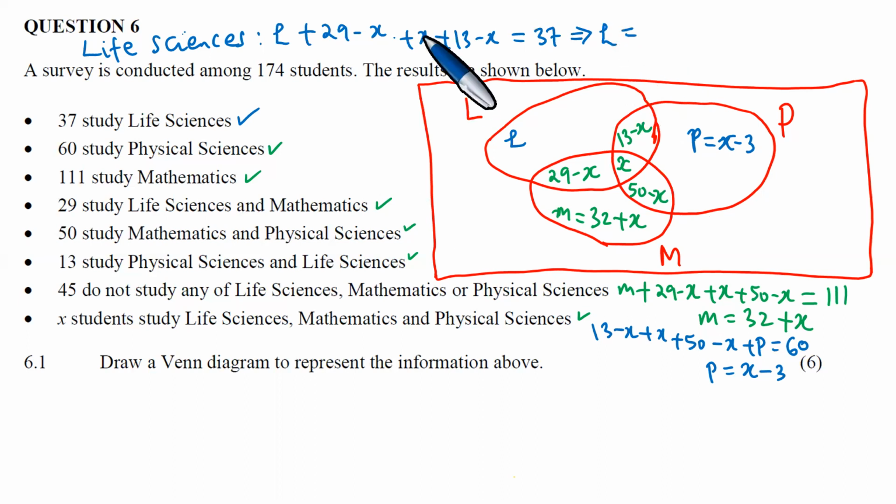So we get the answer. Okay, x minus x is 0, so this x moved across. There is 29 and 13. What is 29 plus 13? Okay, 20 plus 10 is 30, and so this is exactly 42. 37 minus 42 will give us a negative 5. x minus 5. So we continue.